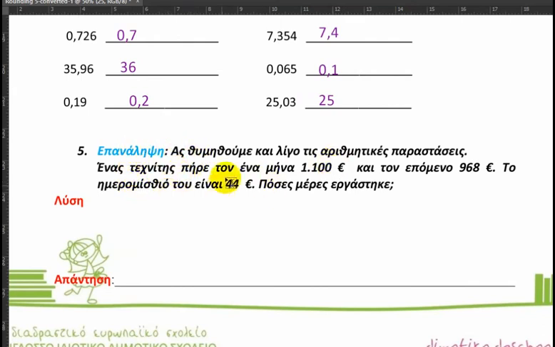Lastly, we have a problem. A construction worker earned 1,100 euros in 1 month and 968 euros in the other month. And he earned 44 euros per day. We're being asked how many days he worked. To find that, we need to add these two. And by adding these two, we are going to get 2,068. And to find the end result, we need to divide that by 44. So let's do 2,068 divided by 44.